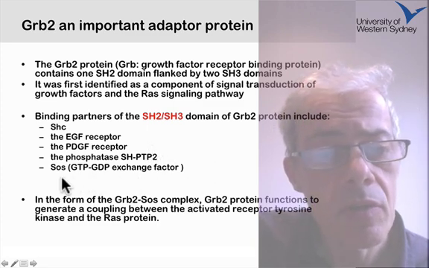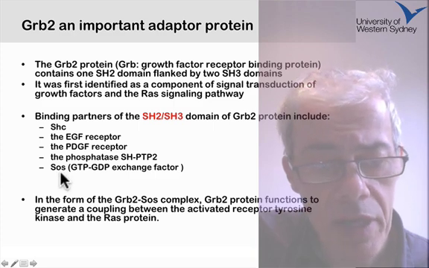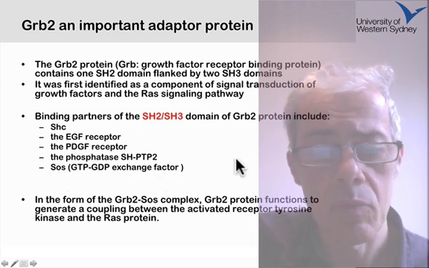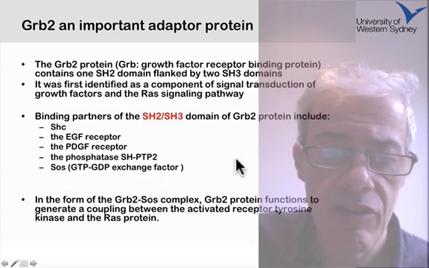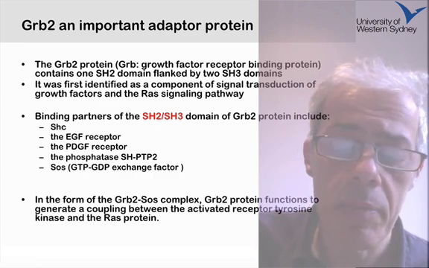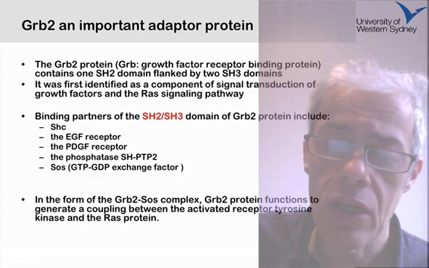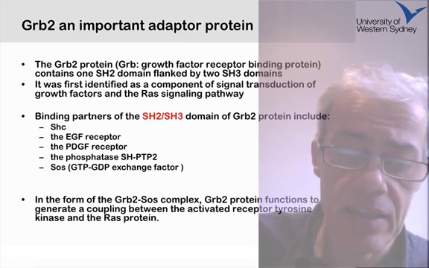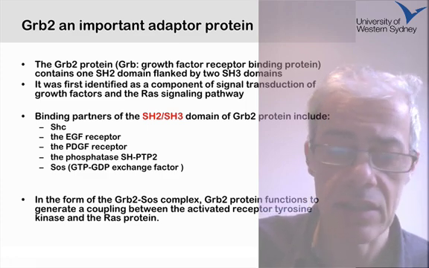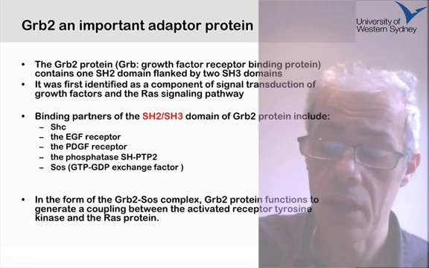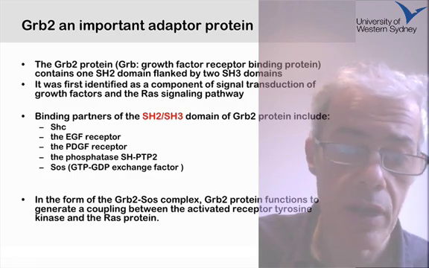But GRB2 can also bind to the SOS protein, and we've seen that in the diagram where GRB2 acts to bring the SOS protein to the receptor. So the GRB2 acts as an adapter, since SOS can't bind to the receptor in its own right.